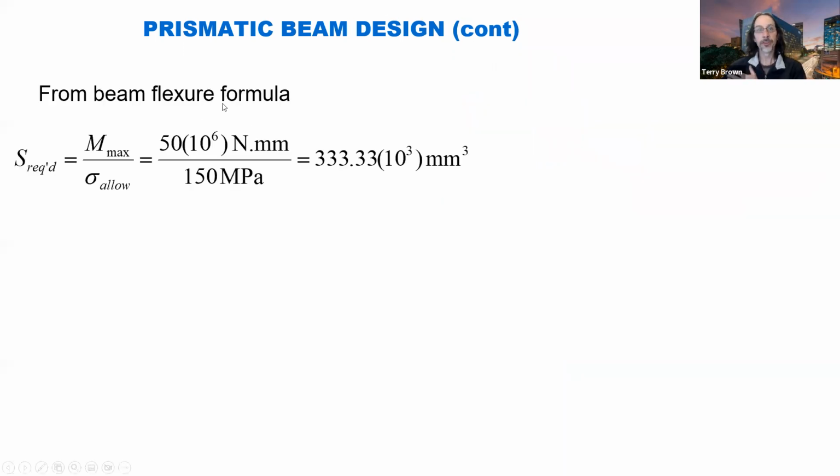Okay, so from our beam flexure formula, or the rearranged version of it where we have the required section modulus, maximum bending moment over the allowable stress, so we have 50 kilonewton meters, so 50 by 10 to the 6 Newton millimeters. So 50 kilonewtons becomes 50 by 10 to the 3 newtons, and meters becomes 10 to the 3 millimeters. So that's why we have 50 by 10 to the 6 divided by our allowable stress, which was 150 megapascals, gives us a required section modulus of 333 by 10 to the 3 millimeters cubed.